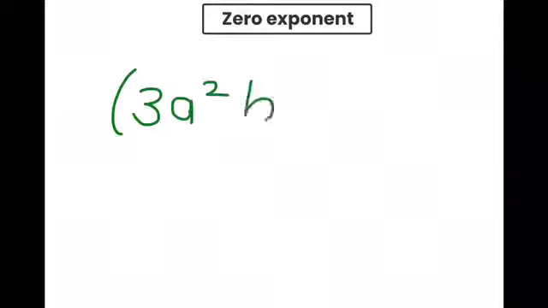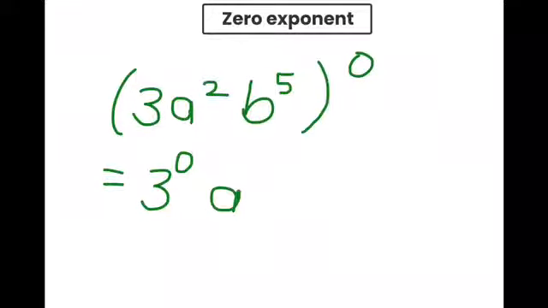Another example, 3a squared b to the 5, all raised to the power of 0. So I mean, you could say, well, I'm raising all of this to the power of 0, so 3 to the 0 times a to the 2 times 0 times b to the 5 times 0, because remember, when you raise a power to another power, you multiply the exponents. So you could do it that way. You could say this is 3 to the 0 times a to the 2 times 0 times b to the 5 times 0, and 2 times 0 just ends up being 0, and 5 times 0 just ends up being 0.